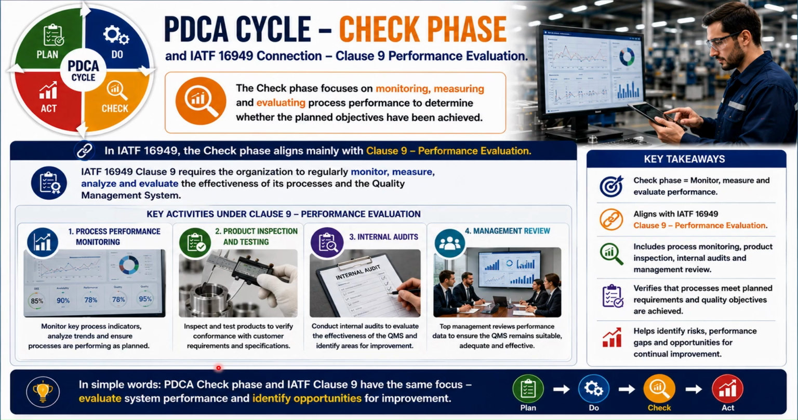These activities help verify that processes are operating as planned, customer requirements are being met, and the organization's quality objectives are being achieved. They also provide valuable data for identifying risks, measuring performance trends, and uncovering opportunities for continual improvement. In simple terms, both the PDCA check phase and IATF 16949 Clause 9 share the same objective: evaluating system performance, verifying process effectiveness, and identifying opportunities to improve.